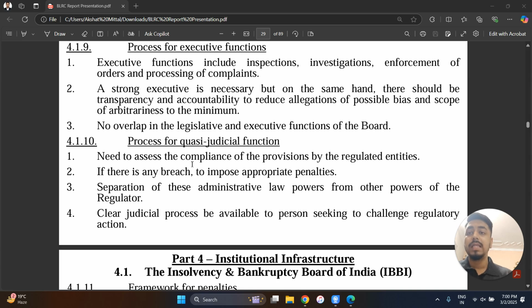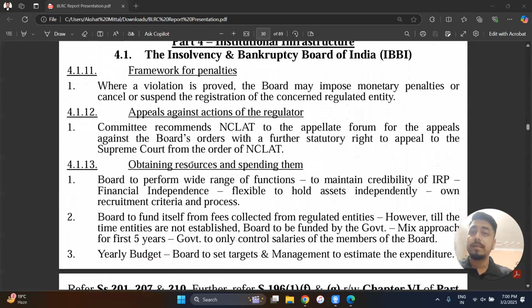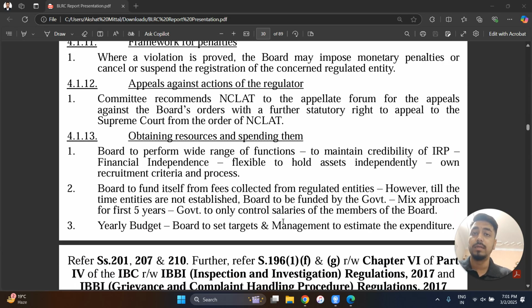The committee has also proposed to keep the IBBI under control as well. So here we can see that the committee recommends the NCLAT to be the appellate forum for appeals against the board's order, with a further statutory right to approach the Supreme Court.